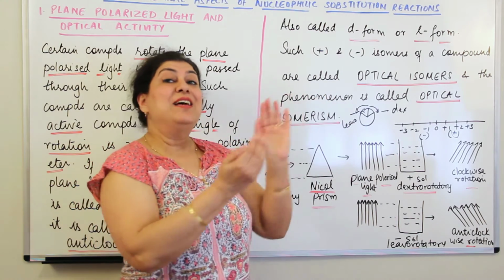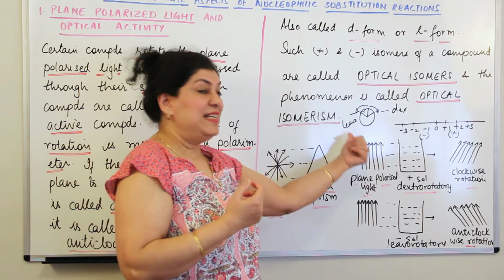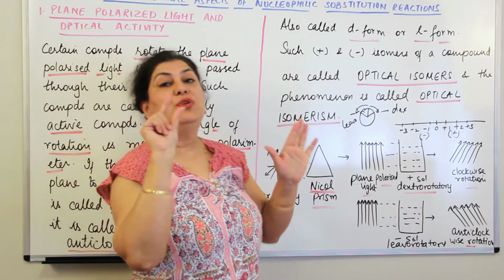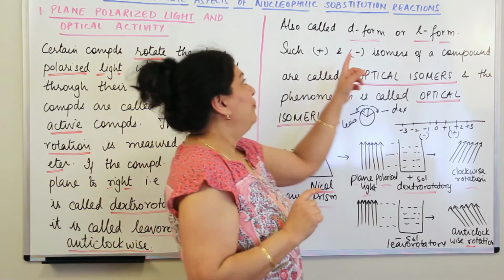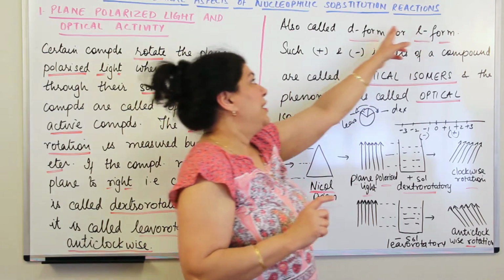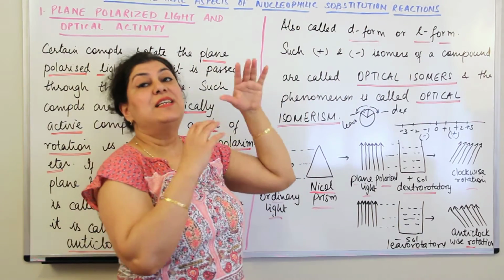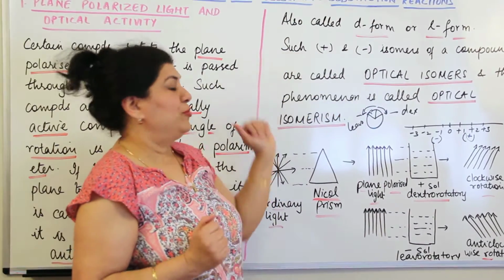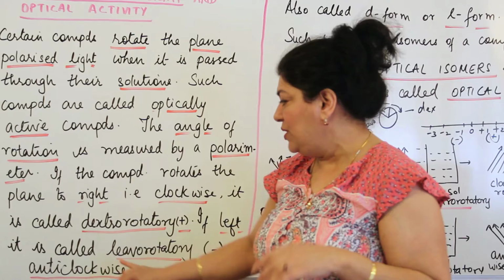And since it is moving to the left, or it is anti-clockwise, we use the sign L. So for levorotatory form, we say it is the L form of the isomer. For a dextrorotatory form, we will say it is the D form of the isomer. Coming back to this now.